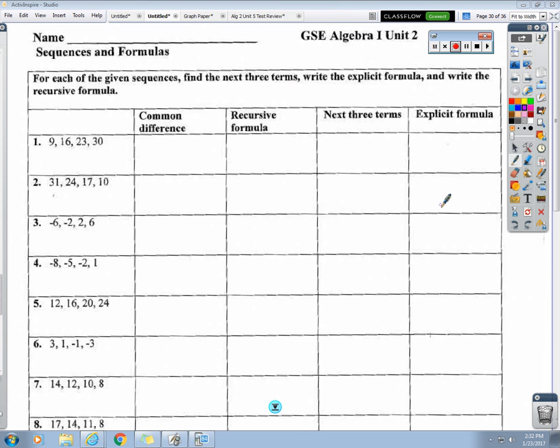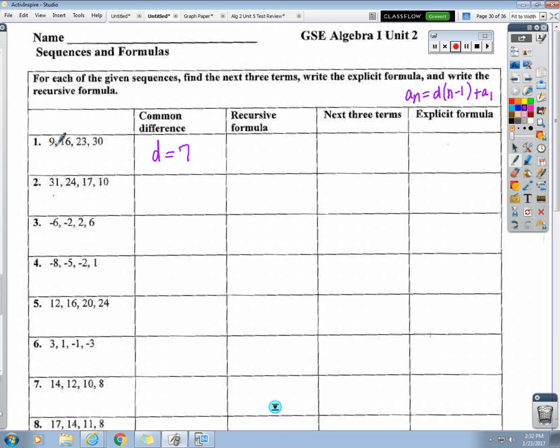Right, on Friday, you were supposed to do the common difference column, which is where you just had to figure out what they were going up or down by. You were supposed to do the next 3 terms, which should have been easy enough, and you were supposed to write the explicit formula, which is a sub n equals d times n minus 1 plus a sub 1. Okay, so for number 1, what did you get for your common difference?